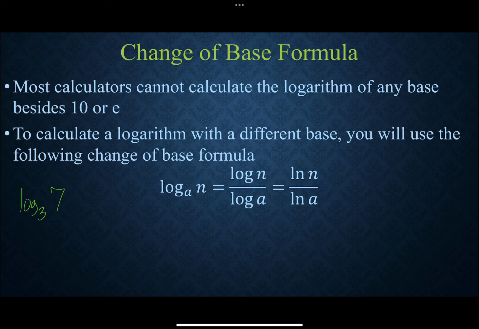formula, where I'd rewrite this as log 7 divided by log 3, or ln 7 over ln 3. Log of the number divided by log of the base, or ln of the number divided by ln of the base. You can use either one, it's not going to really matter. I'll use them interchangeably, just depends on the scenario.